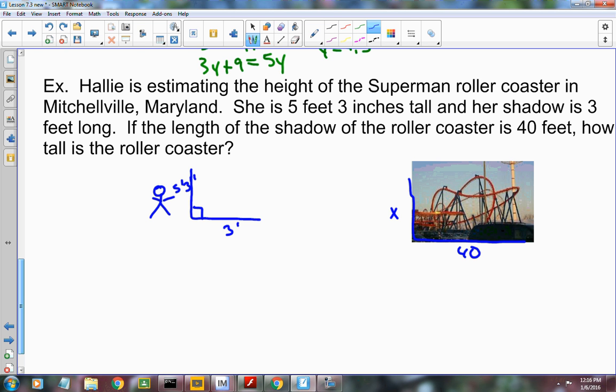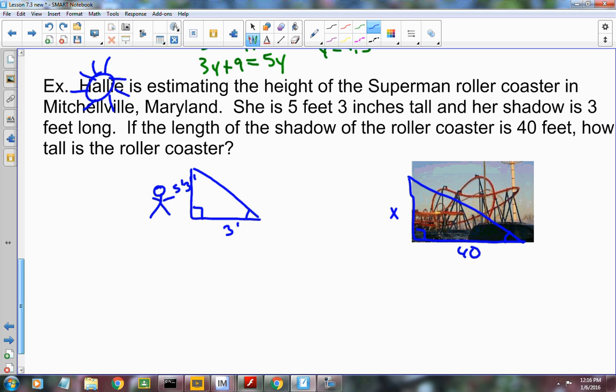Okay? Now, I'm kind of prefacing this so you understand why this works this way. Obviously, these parts are proportional. At least they look like they are, right? And the reason they are is because we've got the sun here that's shining down, and it creates these rays. And the rays are parallel to each other. And the ground acts like a transversal. And so these two angles here are congruent. So these two triangles are similar. And so the parts are proportional. Okay? So I can set up a proportion to figure out how tall the roller coaster is.